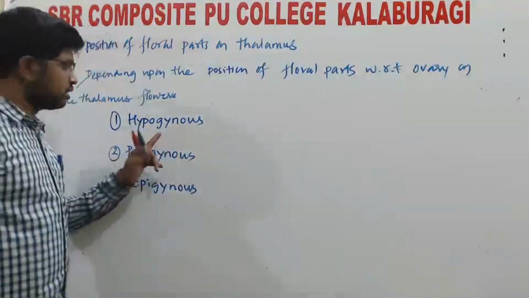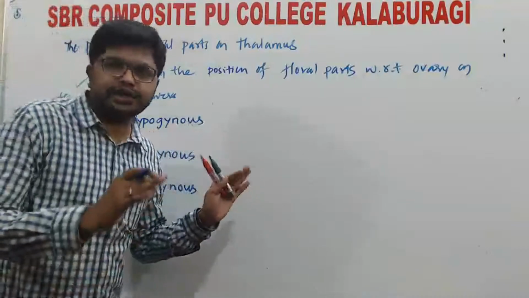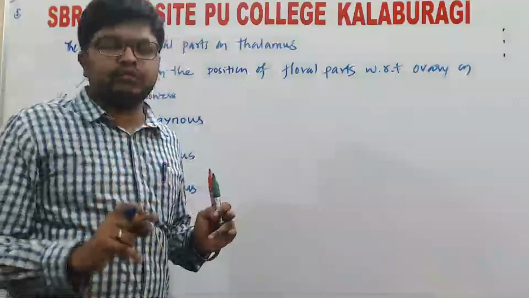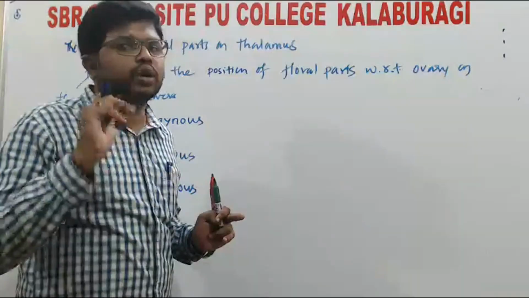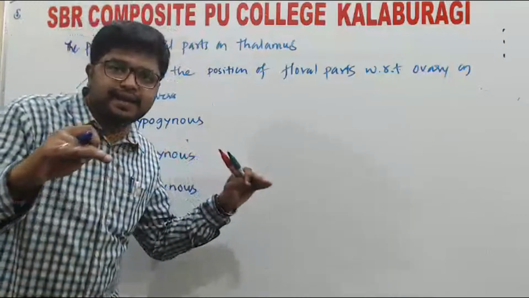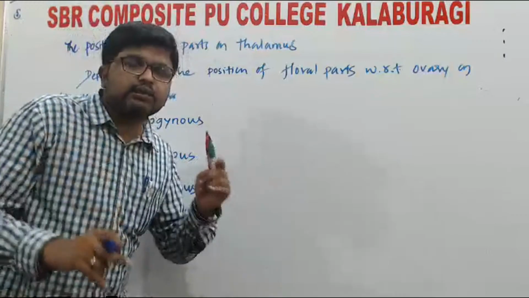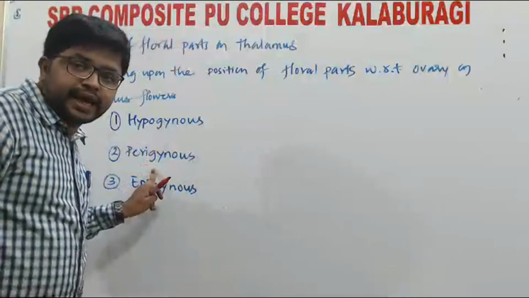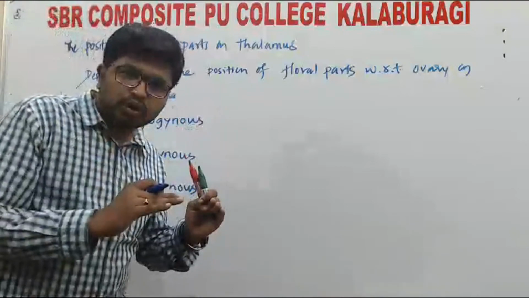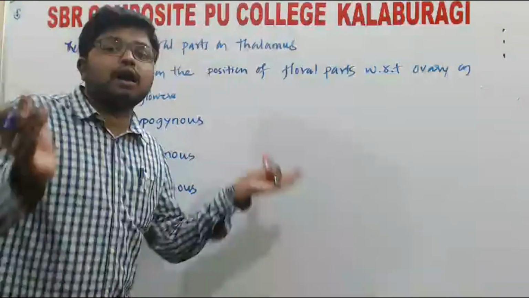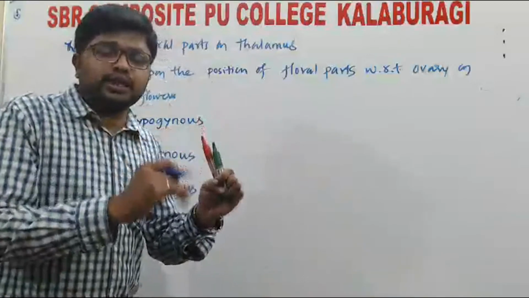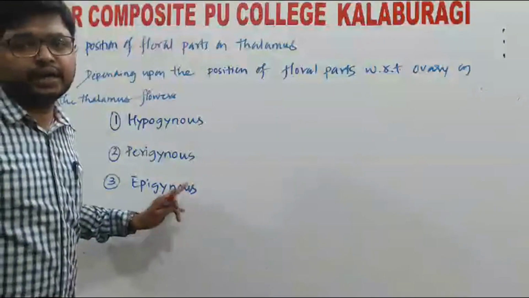So the name suggests gynous. Gynous means what? Gynoecium. If all the floral parts are below the gynoecium, we call that condition hypogynous. When the floral parts are at the same level as the ovary, such a flower we call perigynous. When the gynoecium is positioned below, whereas all the floral parts are above it, all the floral parts are above the ovary, in such a condition we call it epigynous.